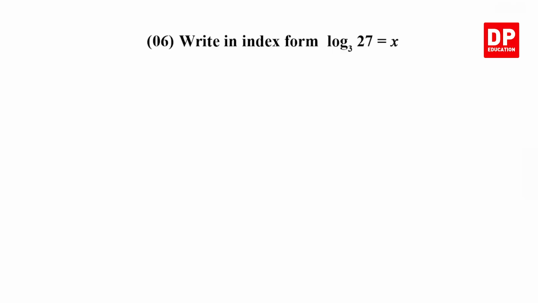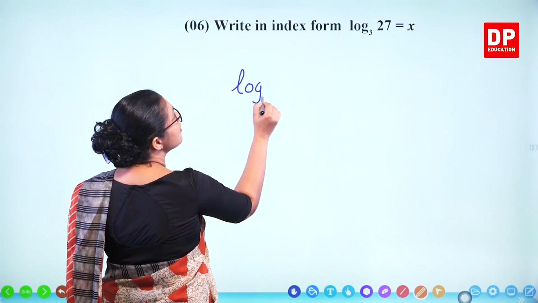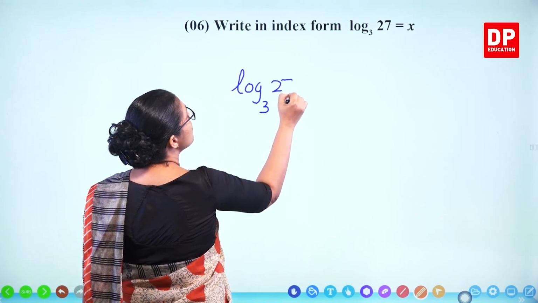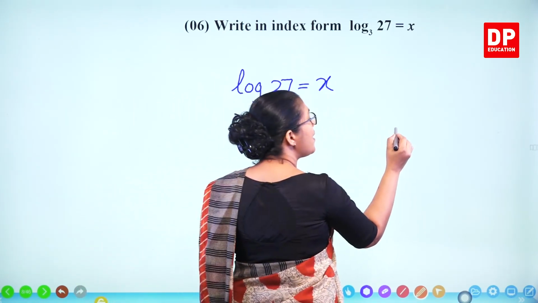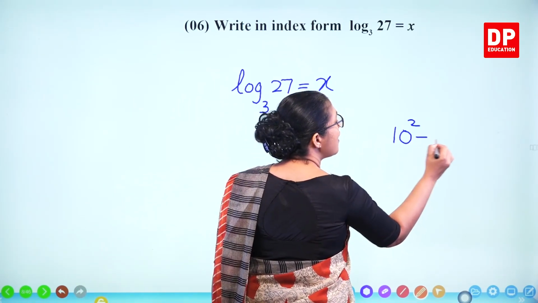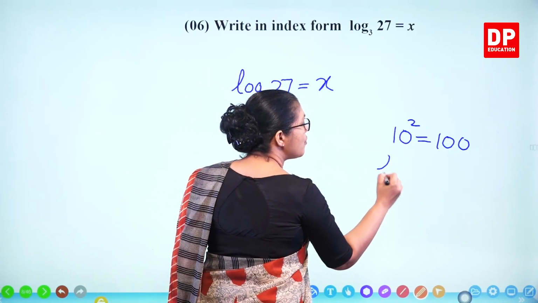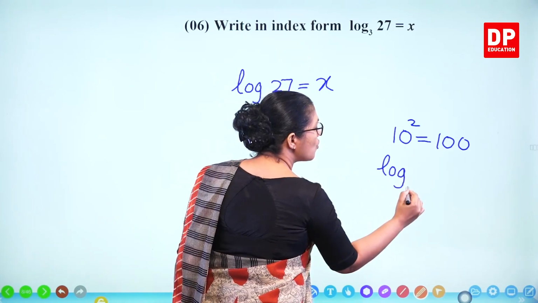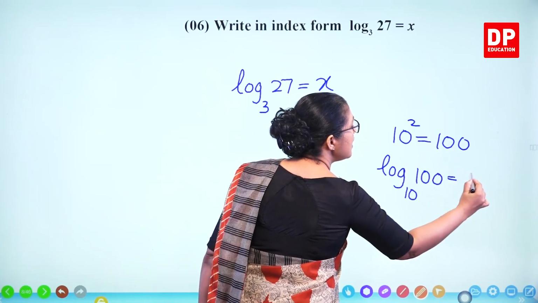Question number 6, write in index form. So this is in log notation. 3 is the base, 27 is equal to x. Can you remember? 10 squared is 100. This is in index notation. How can you write in log notation? Base goes here and the number is equal to the index.